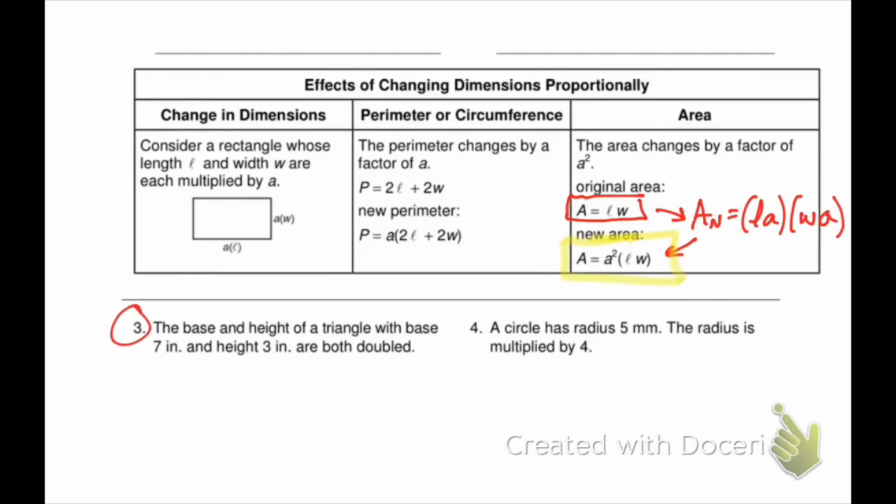Example 3. Let's say that the base and the height of a triangle with a base of 7 inches and a height of 3 inches are both doubled. So the way I think the easiest way to solve this, let's do the area new over the area of the original. So what happens to the area? Let's check.